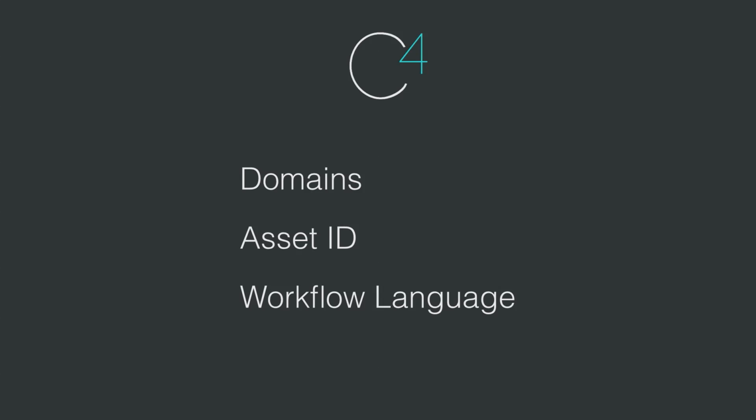The next part is the asset ID system that allows us to uniquely identify assets as they move through any kind of C4 designed workflow. You can use the asset ID system by itself. It's useful in differentiating assets in different locations and always being able to refer to the same asset.